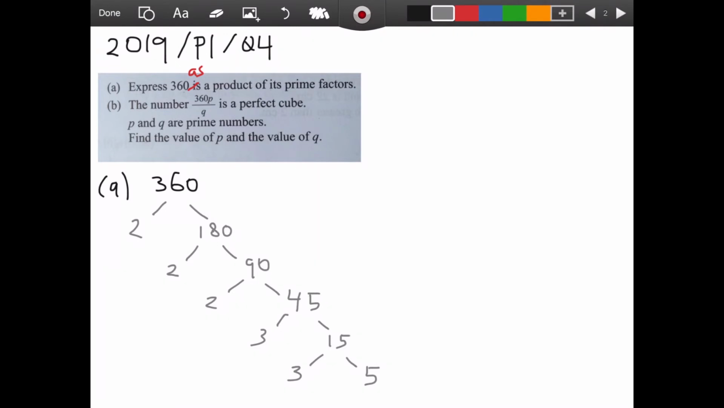So if you were to present it as what the question wants, how will you present it? You will say 360 equals 2 to the power of what? How many 2s are there? 1, 2, 3. 2 to the power of 3, right? Multiply by how many 3s, the next prime number? What is the number of 3s here? 1, 2. So 3 to the power of 2. Okay, let me just use the same color so that it is clearer.